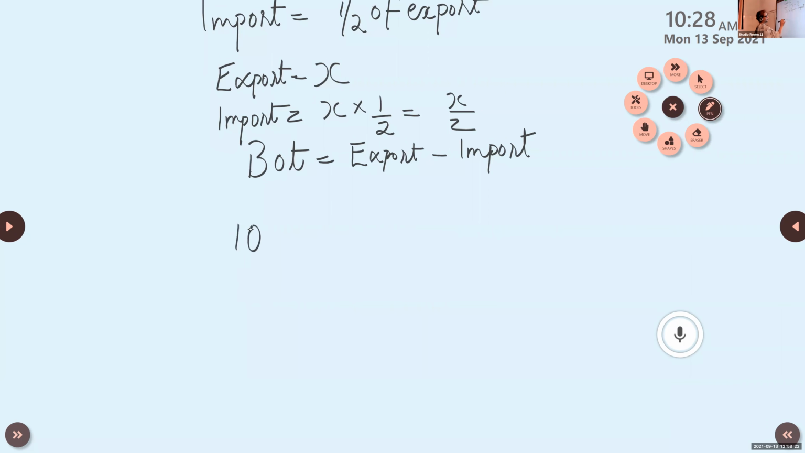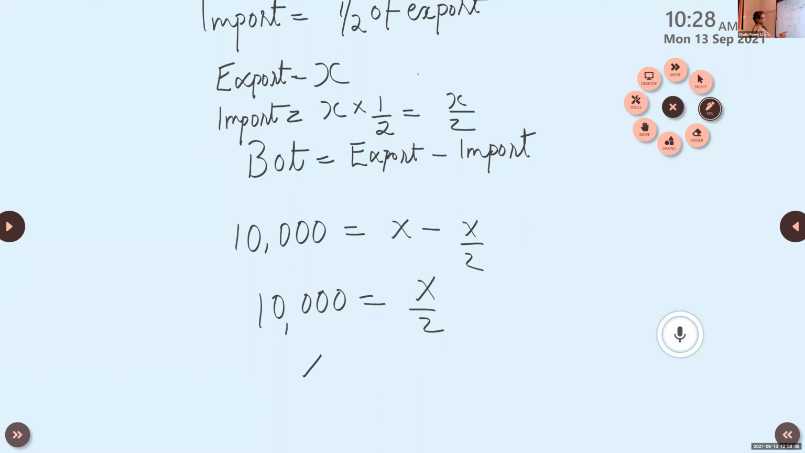So 10,000 is equal to x minus x by 2. 10,000 is equal to x by 2. Then x is equal to 20,000. So when you are writing, please write the unit also. It has marks.